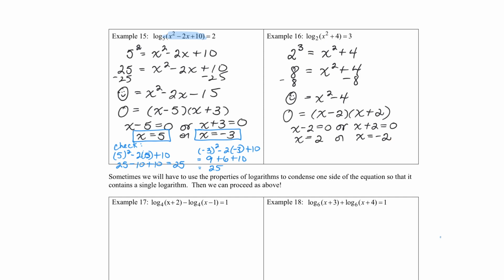In other words, if I plug in 2, is this going to remain positive? If I plug in -2, is this going to remain positive? So let's go ahead and check.